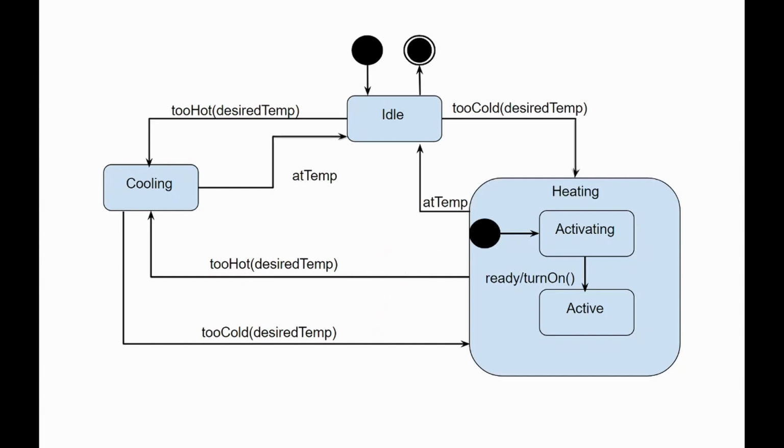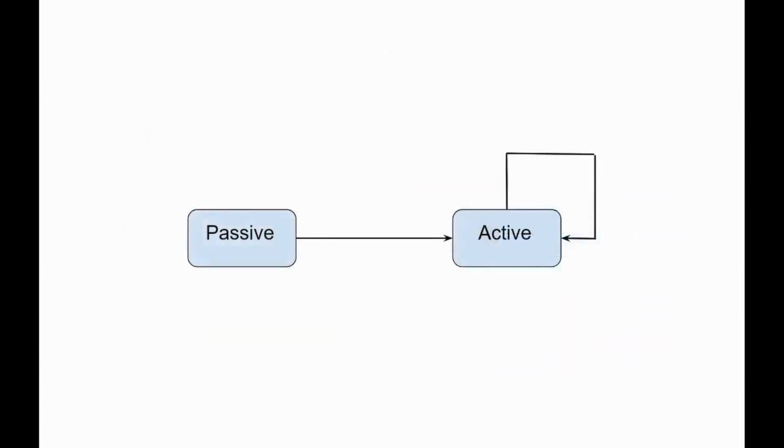An action is an executable atomic computation that changes the state of the model or returns a value. A state is a point in the life cycle of a model element that satisfies some condition, where some specific action is performed or where some event is expected.